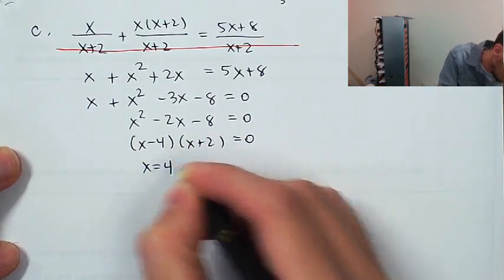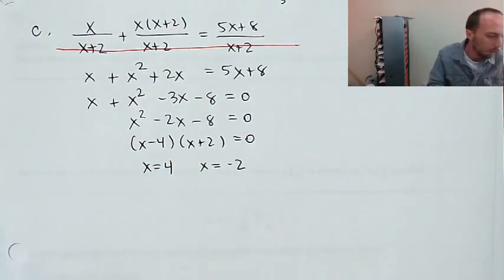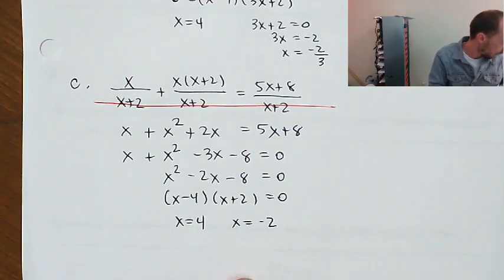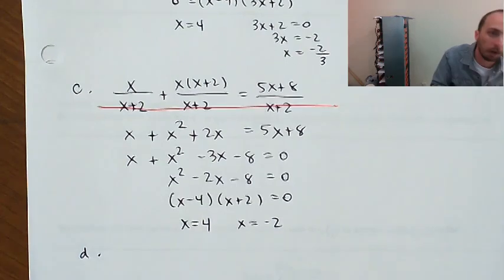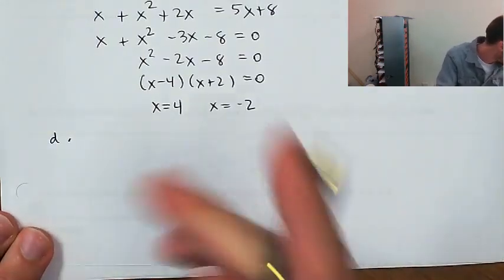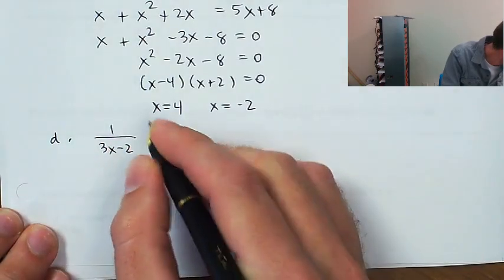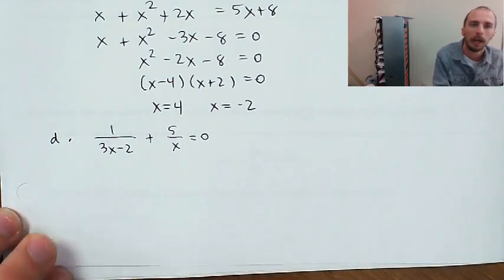Meaning that x is going to either equal 4 or x is going to equal negative 2. Okay. Let's move to the next one. D. Okay, this is one where I think some strategy would be helpful. So 1 over 3x minus 2 plus 5 over x equals 0.